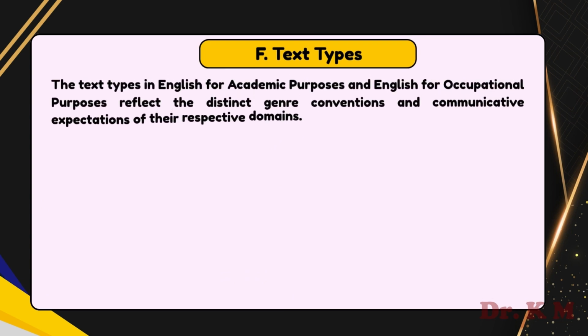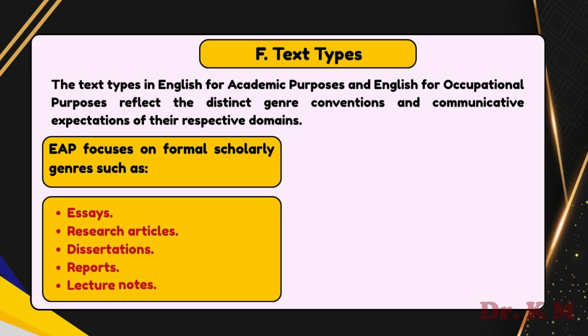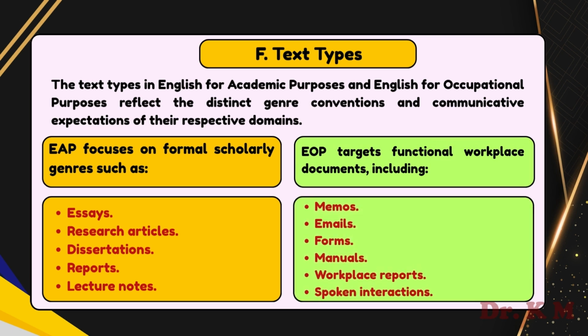F. Text types. The text types in English for academic purposes and English for occupational purposes reflect the distinct genre conventions and communicative expectations of their respective domains. EAP focuses on formal scholarly genres such as essays, research articles, dissertations, reports, lecture notes. EOP targets functional workplace documents, including memos, emails, forms, manuals, workplace reports, spoken interactions.